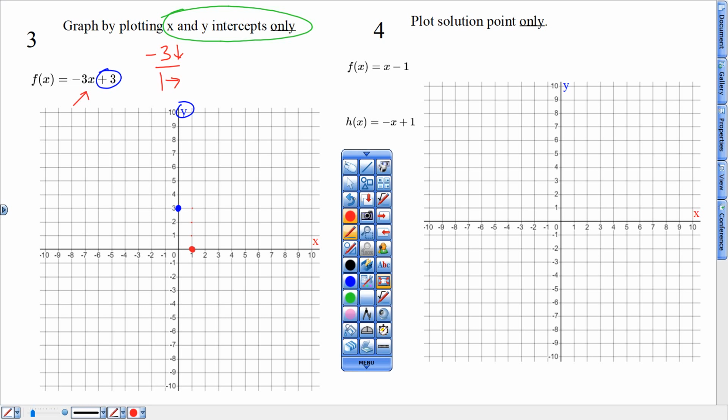But remember, on this problem, make sure you only write these 2 coordinates. And then get a nice straight ruler, and with your straight edge, draw a nice straight line through both those. And then practice drawing arrows on your lines.